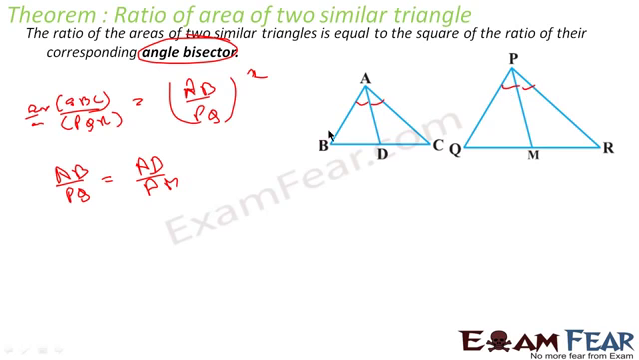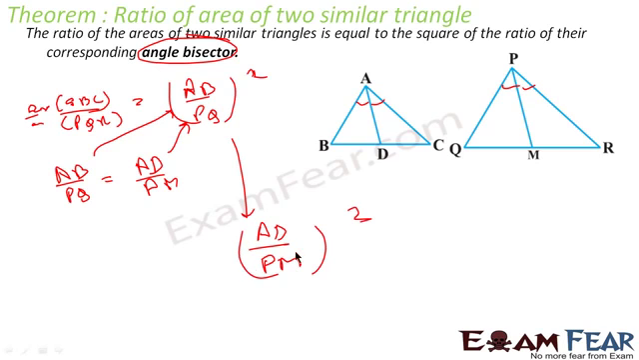This is angle bisector. This angle is equal to this angle, right? So instead of AB by PQ, I'll put this value here. So this becomes AD by PM square. So the ratio of area of two similar triangles is equal to the ratio of their corresponding angle bisector square.